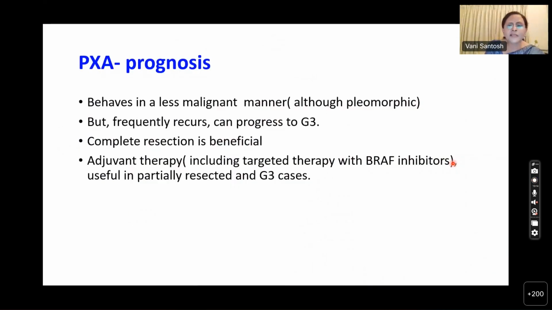If you look at the prognosis of PXA, although it is very pleomorphic, it behaves in a less malignant manner, but frequently it recurs. It can even progress to grade 3 tumors, and therefore complete resection is always beneficial. And adjuvant therapy is indicated, including targeted therapy with BRAF inhibitors, particularly in partially resected and in grade 3 cases. Okay, that's about pleomorphic xanthoastrocytoma, which is a circumscribed astrocytic glioma. Did you understand that? Any questions?